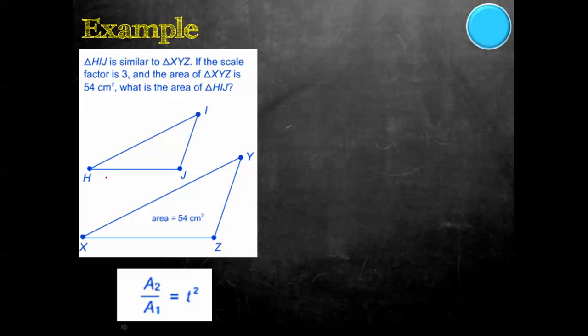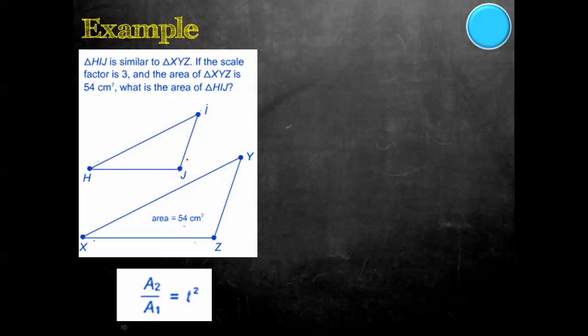Okay, here it says triangle HIJ is similar to XYZ. If the scale factor is 3 and the area of triangle XYZ, this one right here, is 54 centimeters, what is the area of triangle HIJ?